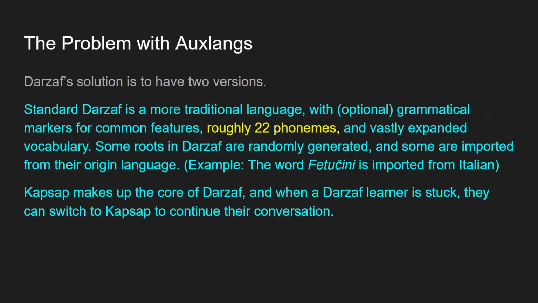Standard Darzaf is a more traditional language with optional grammatical markers for common features, roughly 22 phonemes, and a vastly expanded vocabulary. Some roots in Darzaf are randomly generated, and some are imported from their origin language. Example, the word fettuccine is imported from Italian. Capsap makes up the core of Darzaf, and when a Darzaf learner is stuck, they can switch to Capsap to continue their conversation. I hope that writing Darzaf in this way will allow it to accomplish both goals of simplicity and precision.